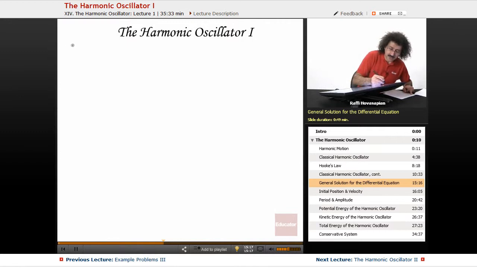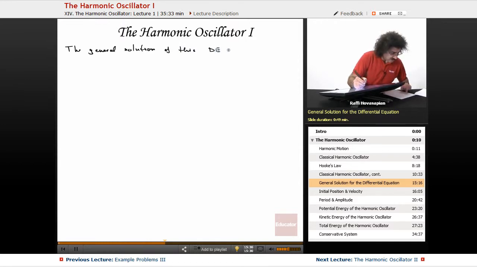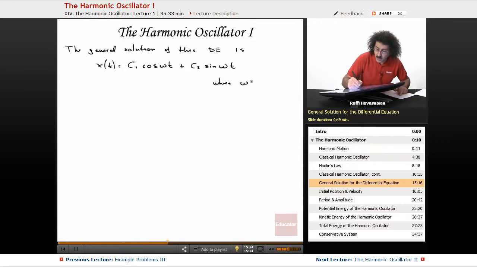Now, the general solution of this equation, I'm not going to go through the actual solution of it. We'll just go ahead and give it to you here. So the general solution of this differential equation is, so a little bit more room here, x of t equals c1 cosine of omega t plus c2 times the sine of omega t, where omega is equal to the square root of the force constant divided by the mass, or to the 1/2 power. So instead of putting this, we just use the omega.